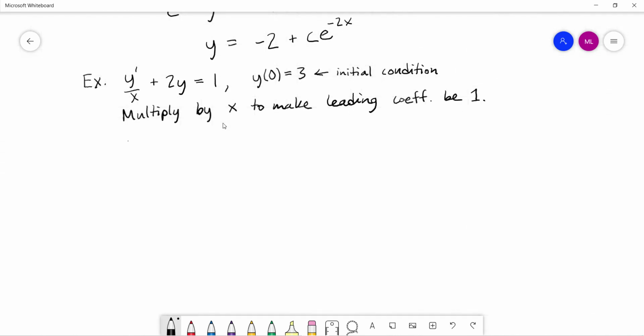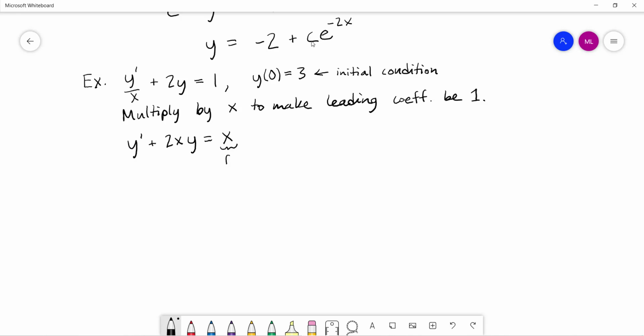And so when I do that, I'll get y prime plus, remember I've got to multiply every single term by x, so I'll have plus 2x times y equals x. And now we have something where our p of x and our f of x both actually have x involved. They're both actually functions of x instead of just constants as they were in the previous problem. So we've got this in the form that we need.